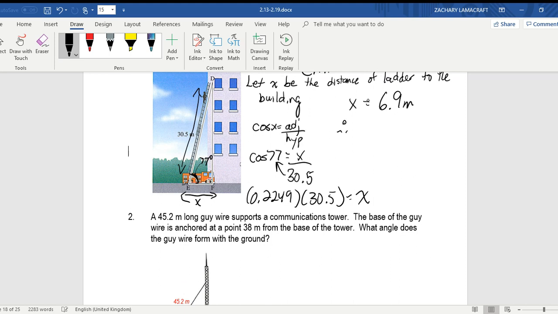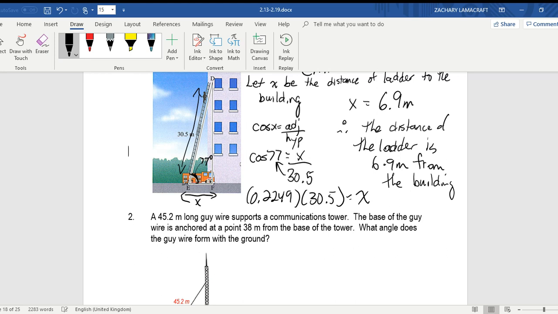So therefore, the distance of the ladder is 6.9 meters. Oh, distance of the ladder, sorry, from the building. Okay. Hopefully you can read some of that. I'll give you a chance to get that down, okay? It was 6.86, so we rounded to 6.9. Okay, guys, just so we're familiar with that.